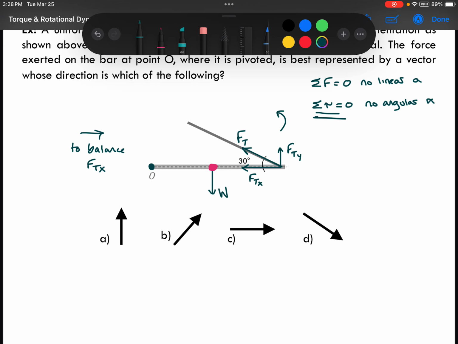And so that means we need some kind of force that would cause a torque to be clockwise to cancel that out. And the way we'd get that is if there is some upward force over here at point O as well. And so we've identified, well, we need a force pointing to the right to balance Ftx. And for rotational equilibrium, we need a force pointing up to balance Fty. And so that means B is going to be the best representation of the vector at O.